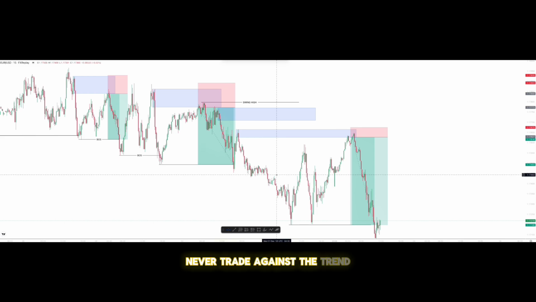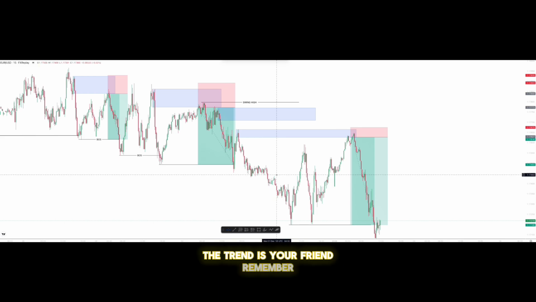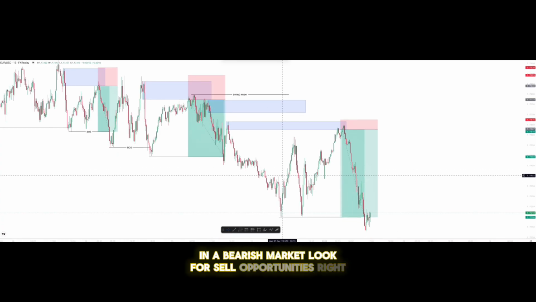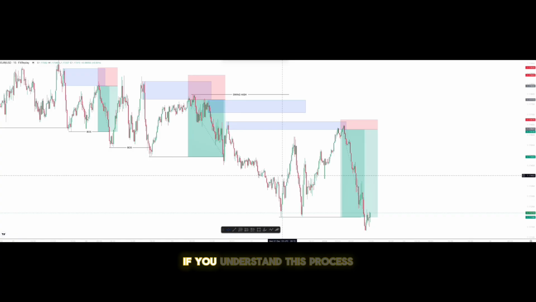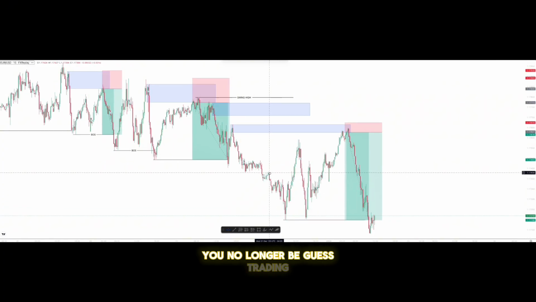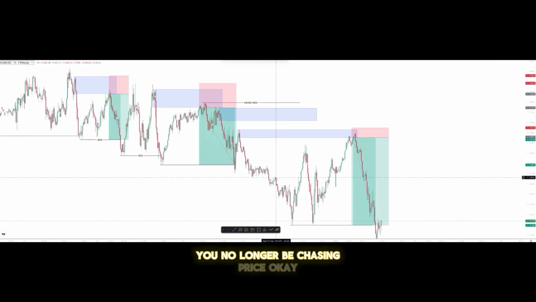Never trade against the trend. The trend is your friend. Remember, in a bullish market, look for buy opportunities. In a bearish market, look for sell opportunities, right? If you understand this process, trading becomes much easier and clearer for you. Okay, you will no longer be guess trading, you will no longer be chasing price.